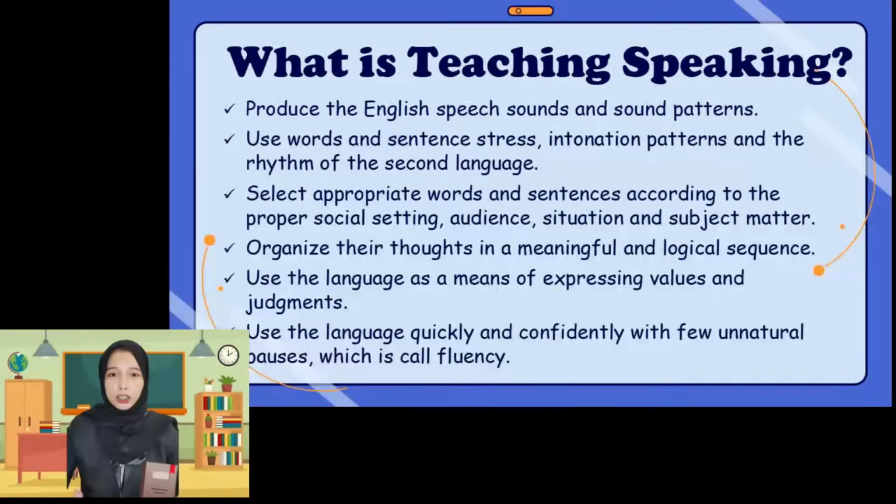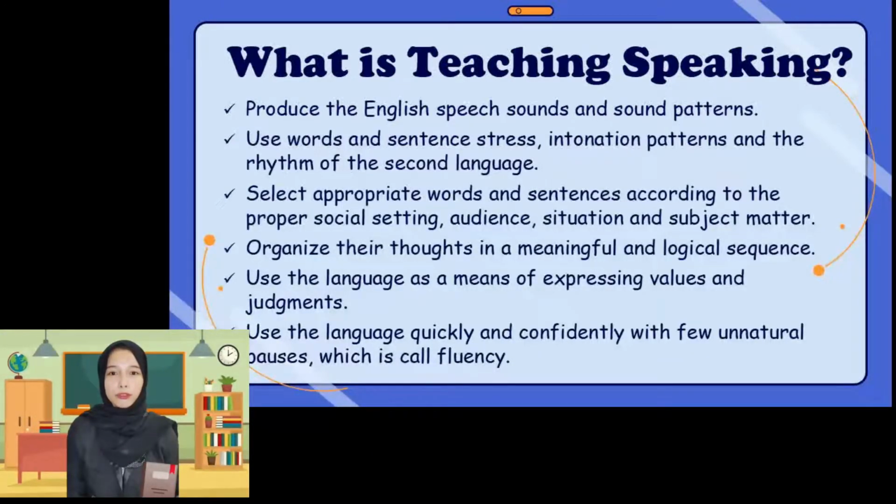So the next one is to use the language quickly and confidently with few unnatural pauses, which is called fluency. So what is fluency? Yes, fluency is the extent to which speakers use the language quickly and confidently, with few hesitations or unnatural pauses. So when speaking, fluency is needed in order to deliver your message properly and for the people to understand.